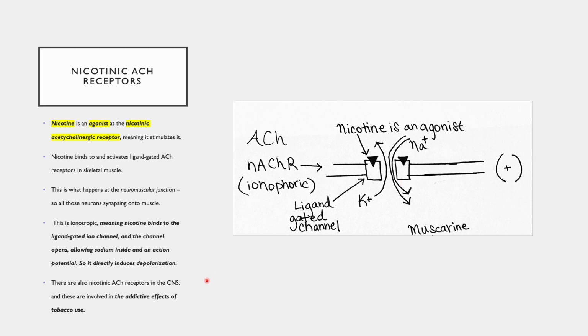There are also nicotinic acetylcholine receptors present in our central nervous system, and these are involved in the addictive behavior with tobacco use. I also want to note that this receptor generates an excitatory response, hence the reason I put this plus sign here. So remember that nicotine is an agonist, and thus it's mimicking the naturally occurring neurotransmitter and stimulating an excitatory response. And it's generating excitation by allowing extracellular sodium to come into the cytosol and depolarize the cell.